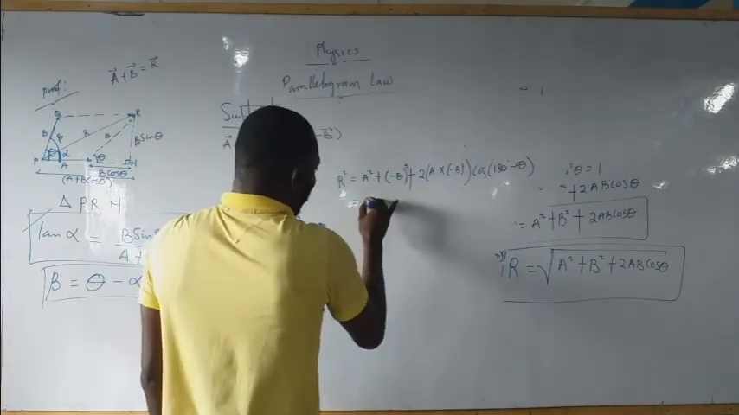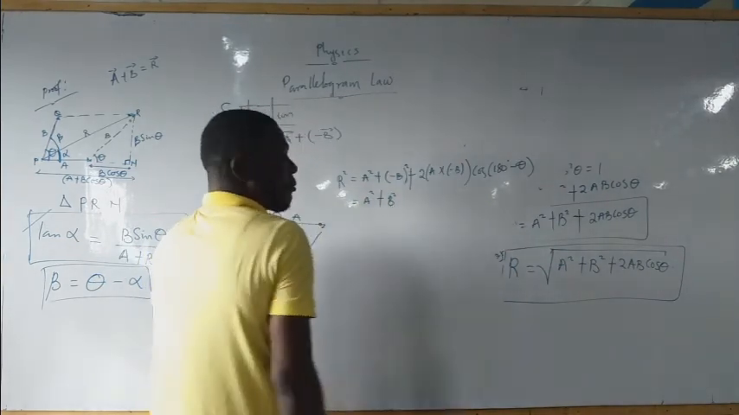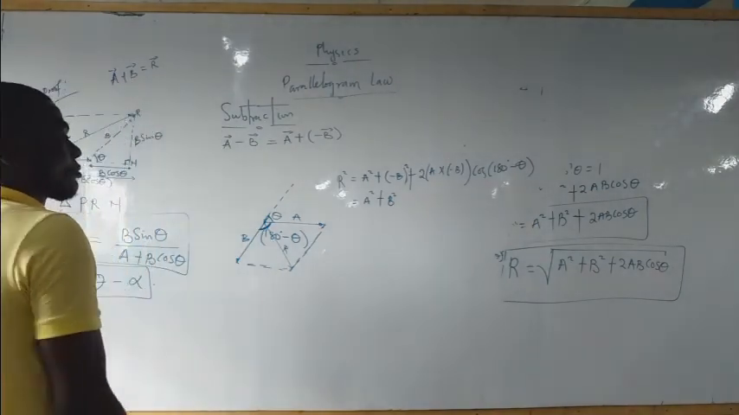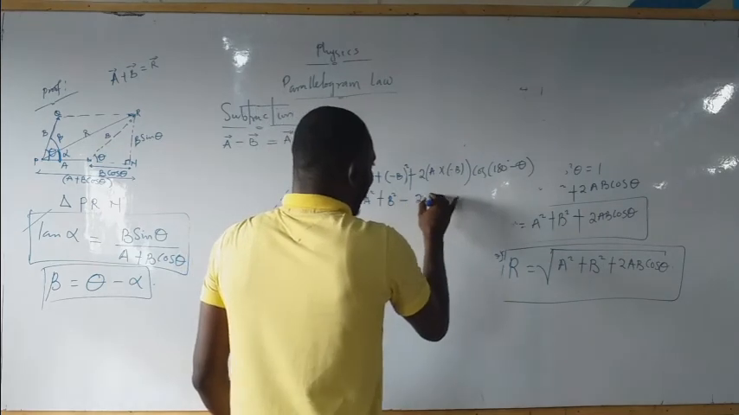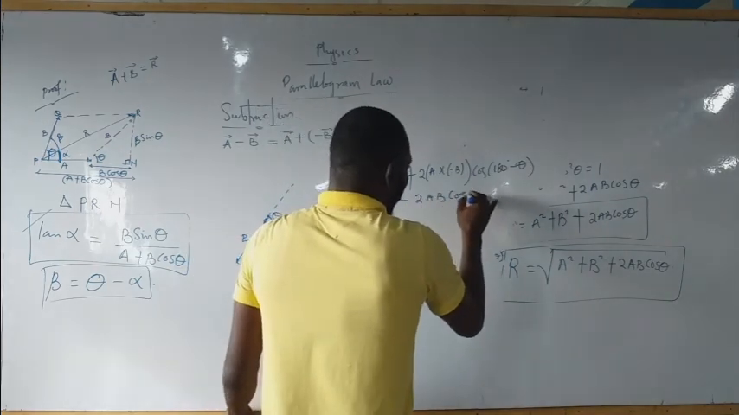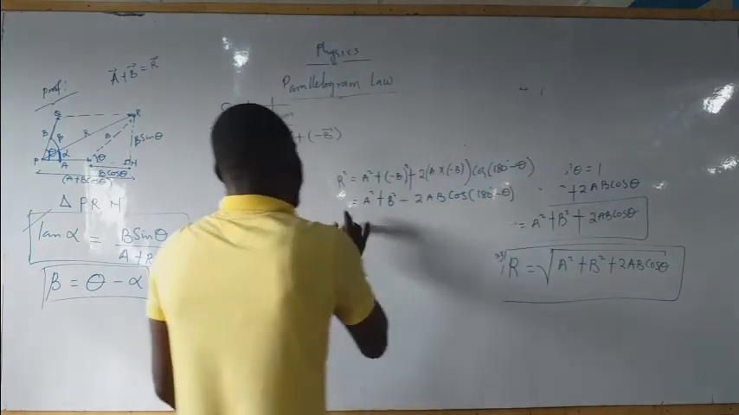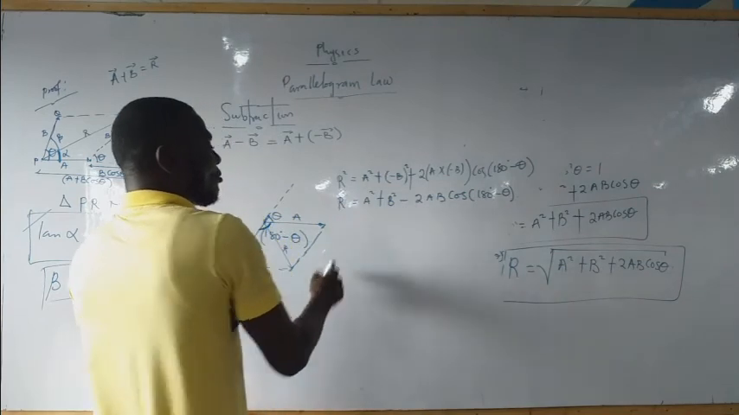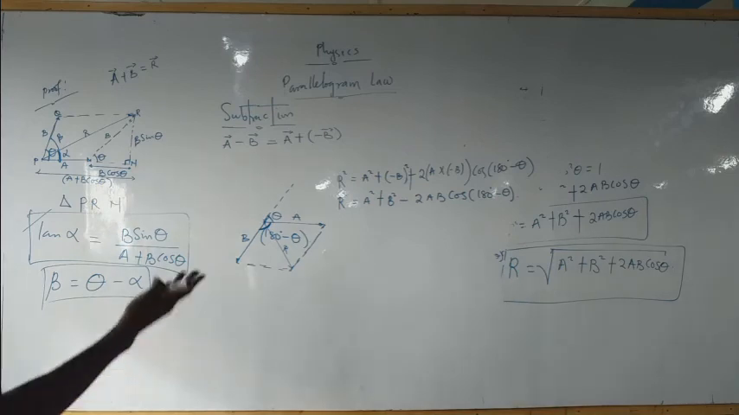And that will give you A squared plus B squared, minus B raised to power 2 is plus B squared, plus times minus 2AB cos(180 minus theta). So what can we deduce from here now?